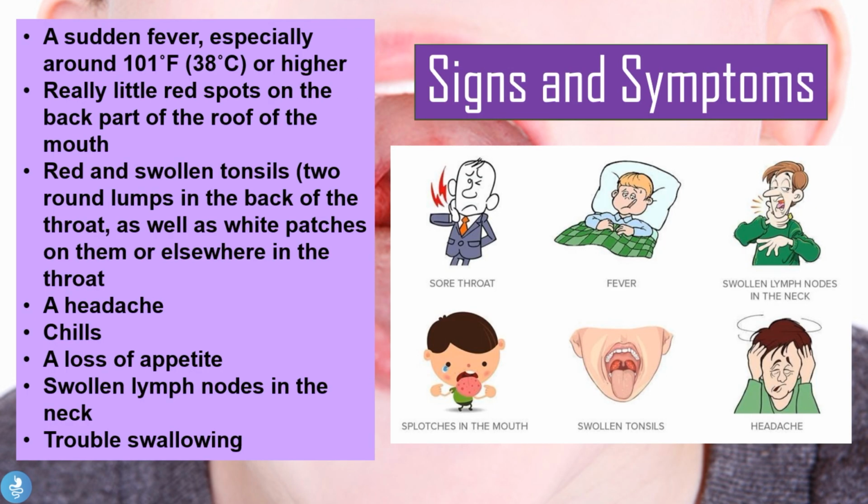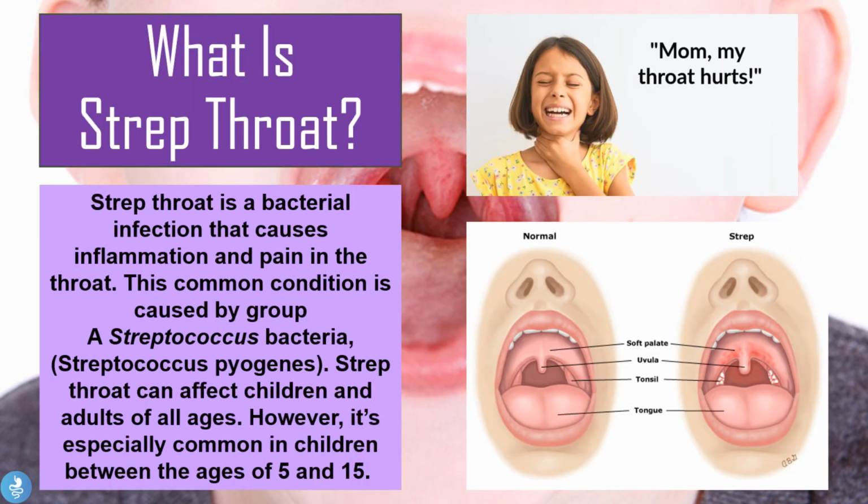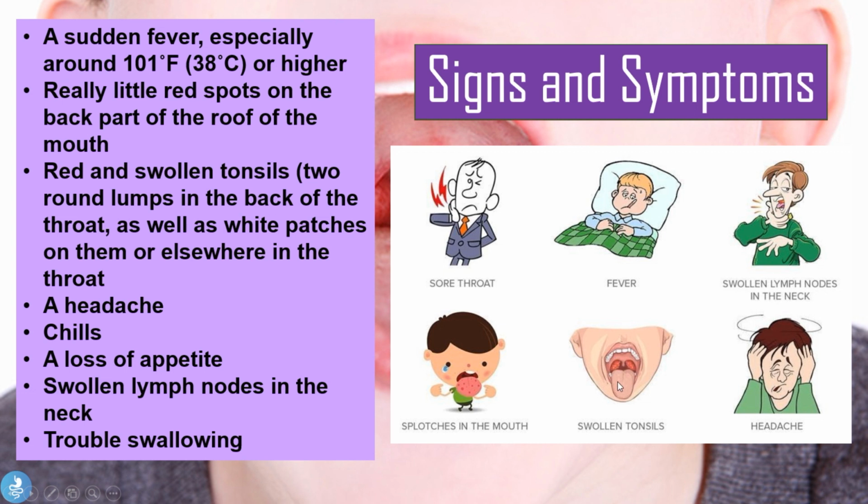The signs and symptoms of strep throat. So these patients will have a sudden fever, especially around 101 degrees Fahrenheit, which is around 38 degrees Celsius or higher. They'll have really little red spots on the back part of their roof of the mouth. So if we come back to this picture, you see what those red spots on the soft palate look like. Their tonsils can also be red and swollen, and these will appear as 2 round lumps in the back of the throat, as well as white patches on them or elsewhere in the throat.